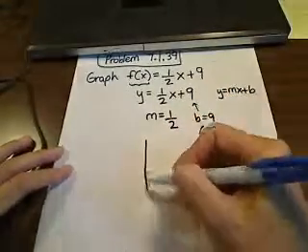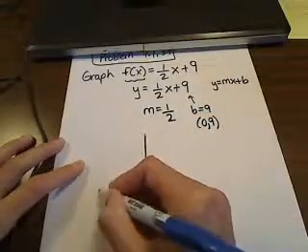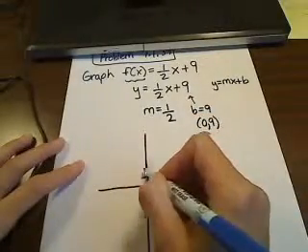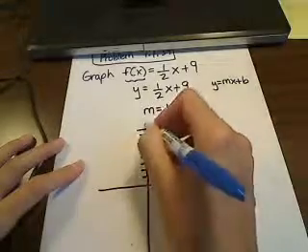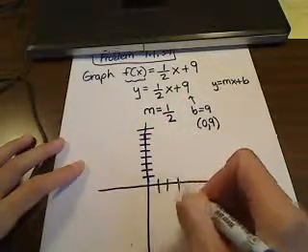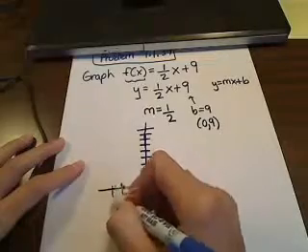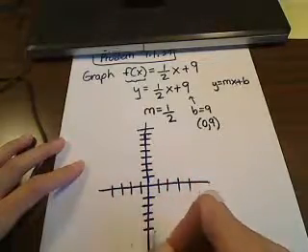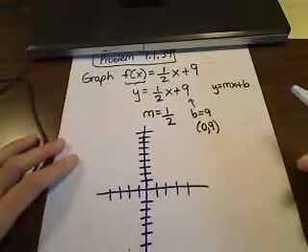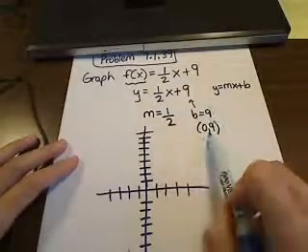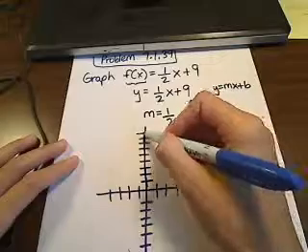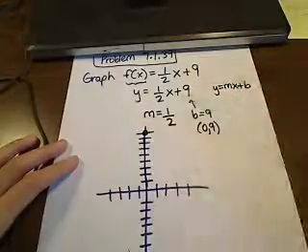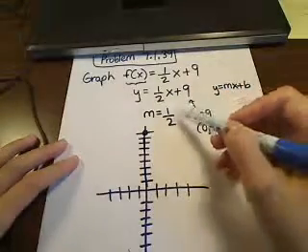Okay, so when you're graphing using your slope and a y-intercept, you're always going to start with the y-intercept first and then graph out your slope from there. So I have this point (0, 9), and if I plot that point, it puts me right here, and then I'm going to count out 1/2.